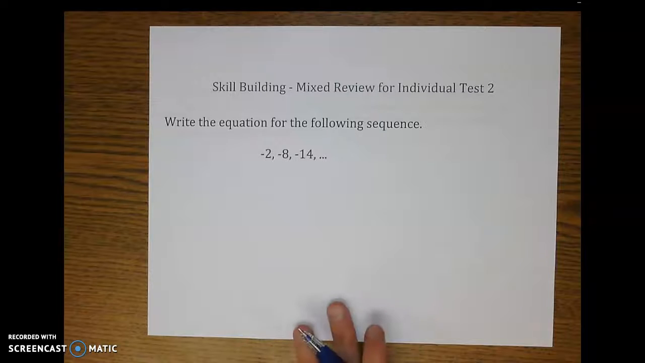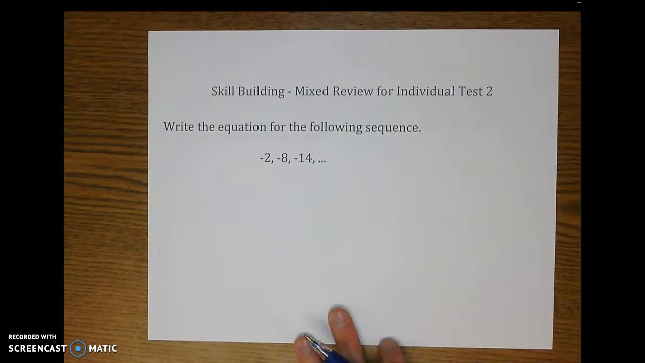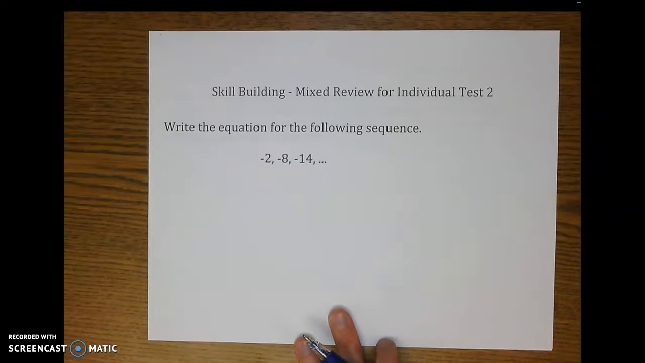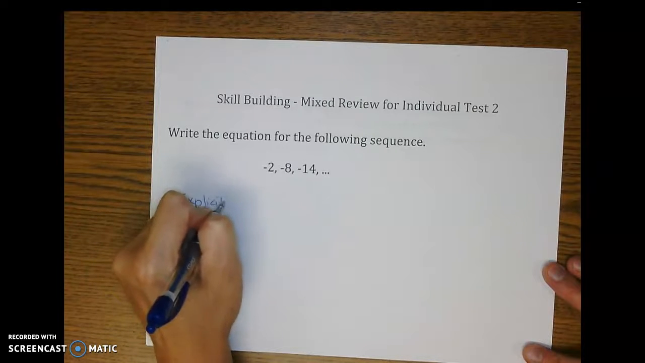Good morning. Today's skill building is going to work on various problems, mixed review for individual test 2. So the first thing we're going to do is write an equation for the following sequence, and we're going to practice both types, explicit and recursive.